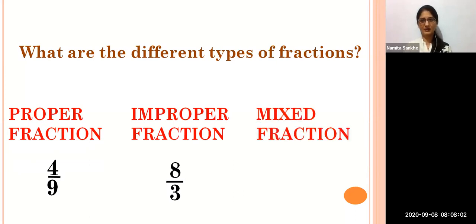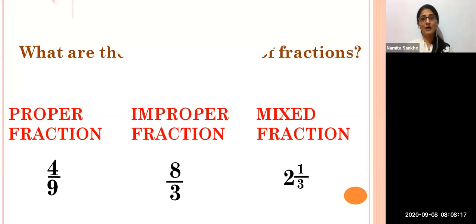And the last type is mixed fraction. It is a mixture of a whole number and a proper fraction. So a whole number and a proper fraction are given together. These are the three basic types of fractions. You know this. Let us move on. Let us actually come to our today's topic.